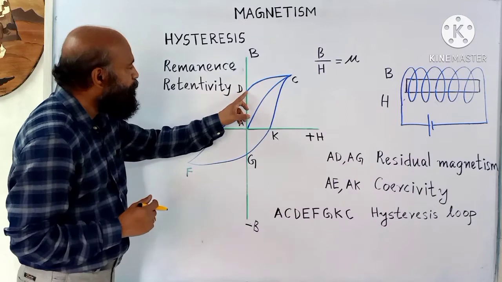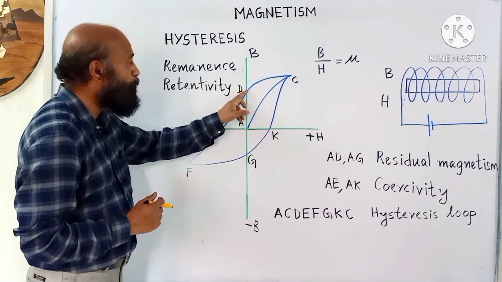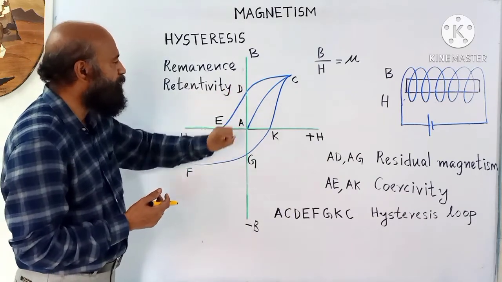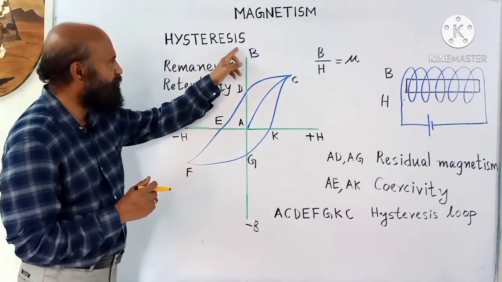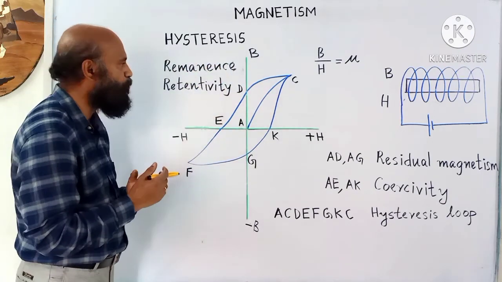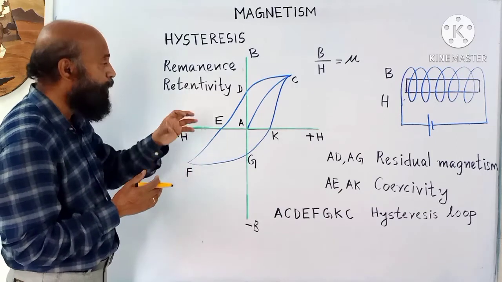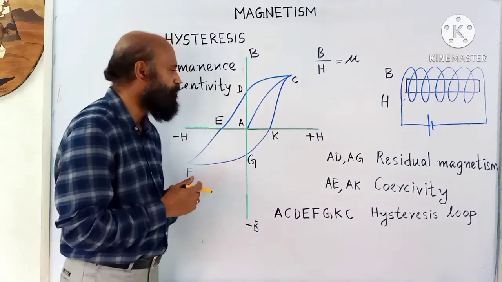Here you have seen that when H is becoming 0, B has not become 0. So there is a lagging of magnetic induction behind the magnetizing field. That is what's called hysteresis. Hysteresis is the phenomenon in which there is a lagging of magnetic induction behind the magnetizing field.